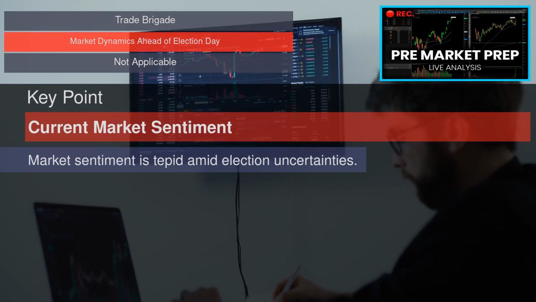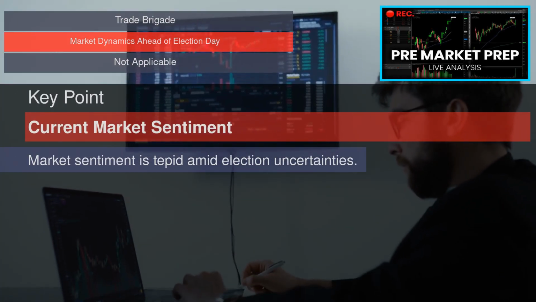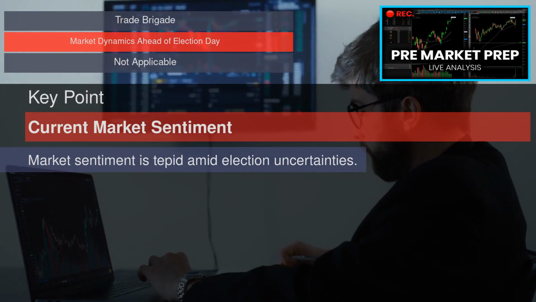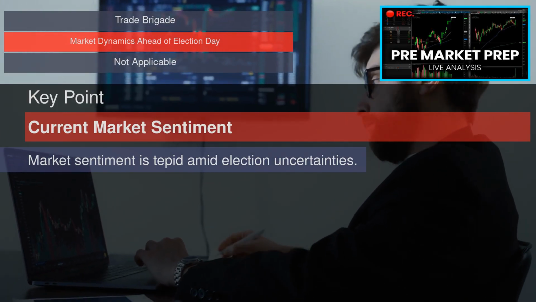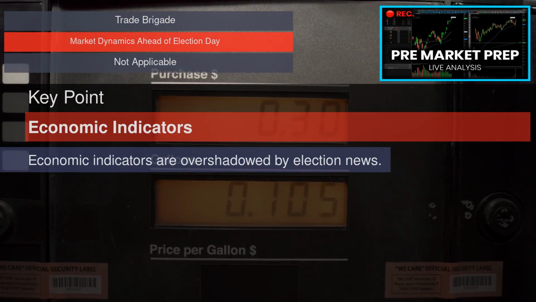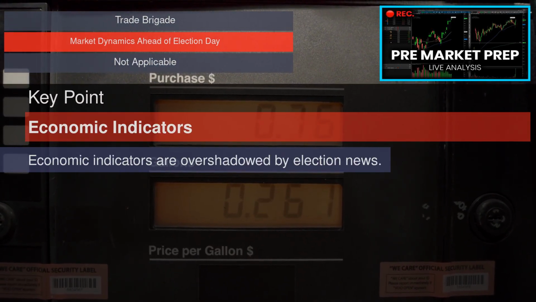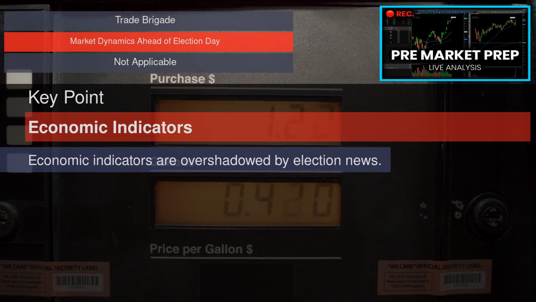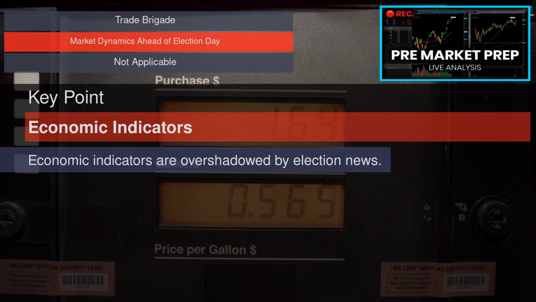Traders really seem uncertain. What impacts might that have on trading today? Fear of the unknown could lead to erratic trading patterns, especially if results are delayed. How do economic indicators play into this? They're secondary right now. Traders are hyper-focused on election news, which is driving the market.